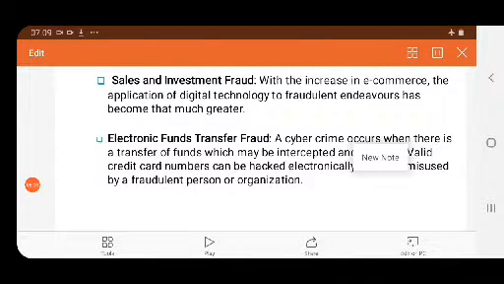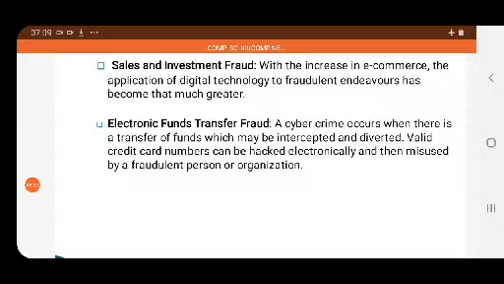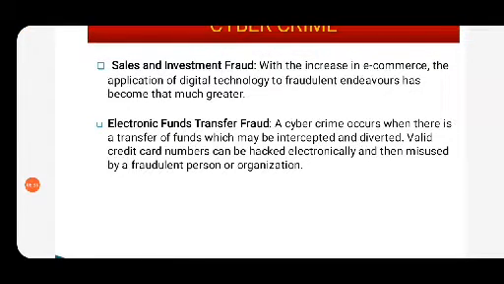Next we have electronic funds transfer. While transferring any funds or doing a cash transaction online, we have to be very careful which website we are using and where we are entering our credit card numbers and that sort of information. This can be hacked very easily by hackers.